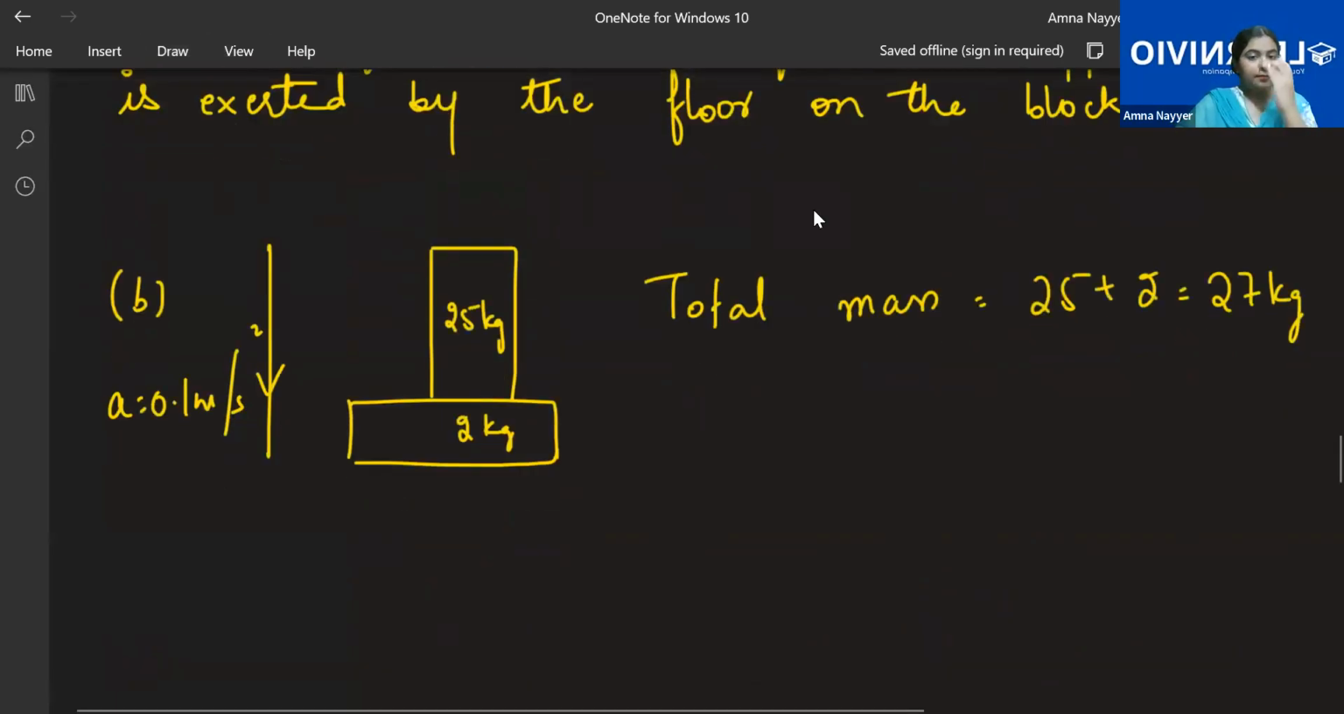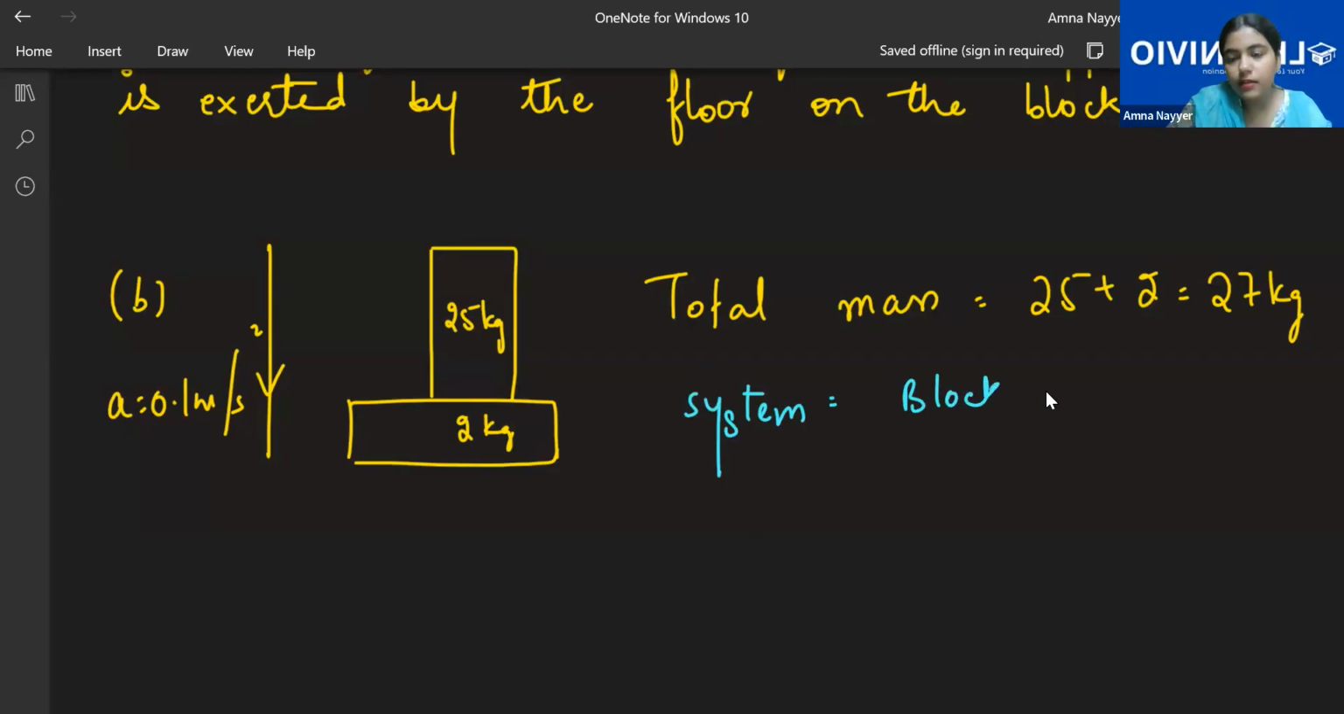Okay, now see, here the entire 25 kg block and 2 kg block are moving downwards with 0.1 meter per second square. First tell me, what is the system here? What is your system exactly? The whole block, both the blocks. Yes, both the blocks. So remember one thing, here the system means the block plus the cylinder. That's why we are saying that the weight of the block or the force of the block is because of 25 plus 2.